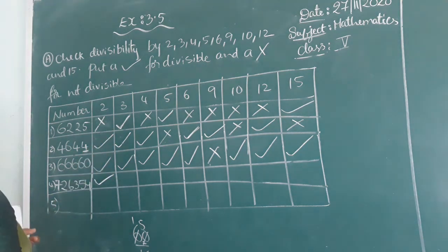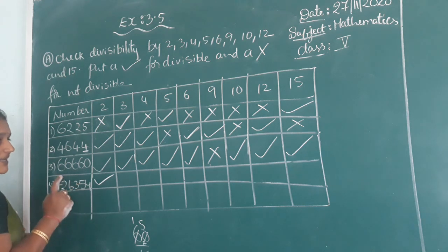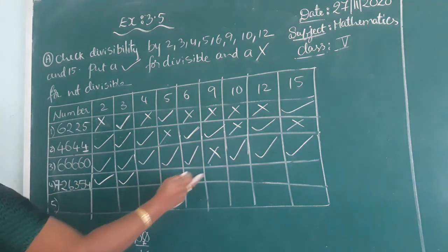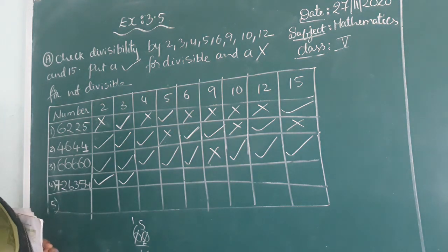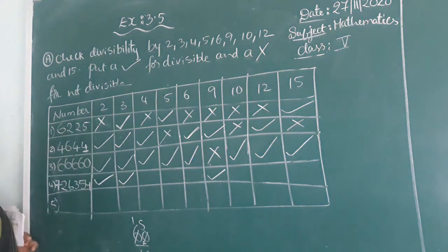Next, 3. Sum of the digits: 7 plus 2, 9, 9 plus 6, 15, 15 plus 3, 18, 18 plus 9, 27. It is in the 3 table. Same for 9 also, 9 has the same rule as sum of the digits. 27 is in the 9 table also. Give a tick mark for 9 also.